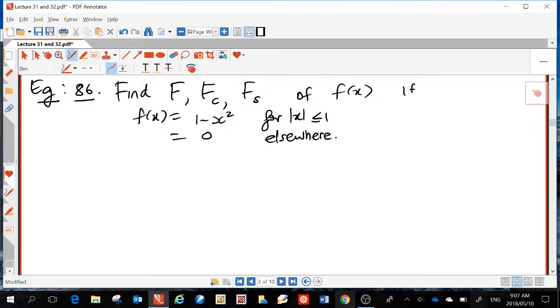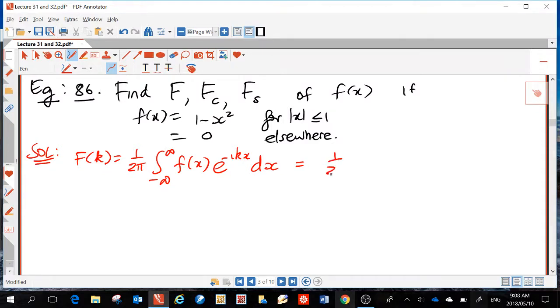So the first one is the Fourier transform, f. So we know f of k is 1 over 2 pi integral from minus infinity to plus infinity, f of x e to the minus I kx dx. Well, let's write f of x first because the limits are different. It becomes 1 over 2 pi. Okay, you should observe that this is an even function also. That helps. So 1 over 2 pi times 2 times integral from 0 to 1.